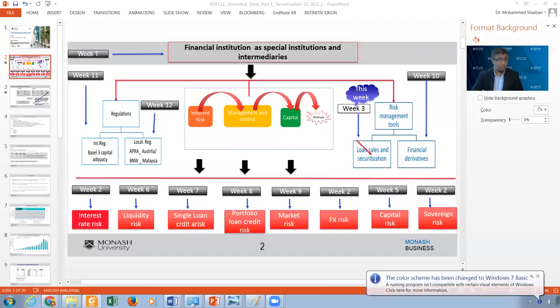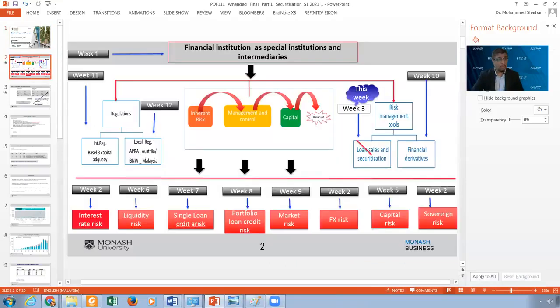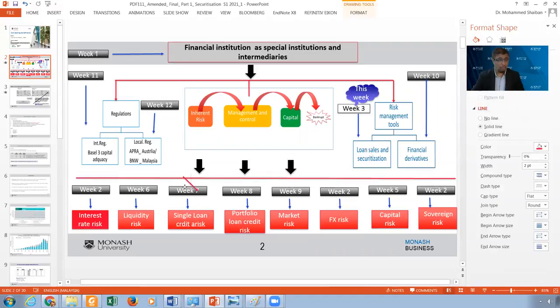So this is what we are talking about: loan sales and securitization, part one. This is our map. You remember we talked in week 2 about interest rate risk. So I choose to bring loan sales and securitization as one of the tools of risk management, to manage interest rate risk.